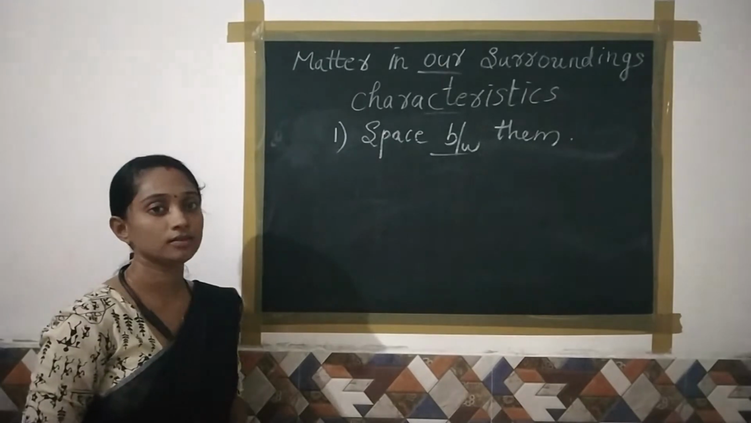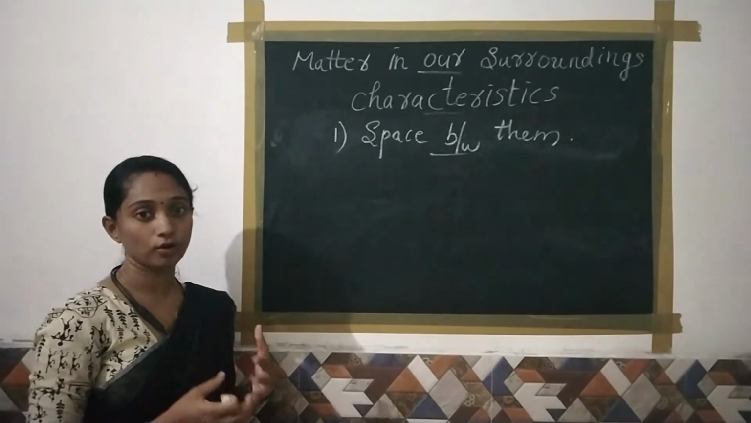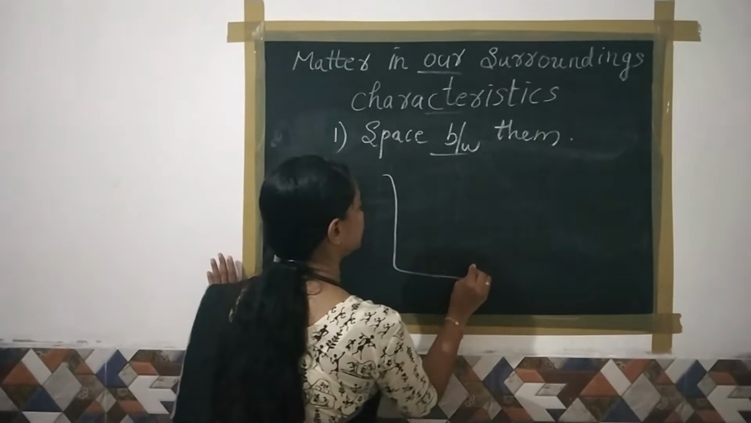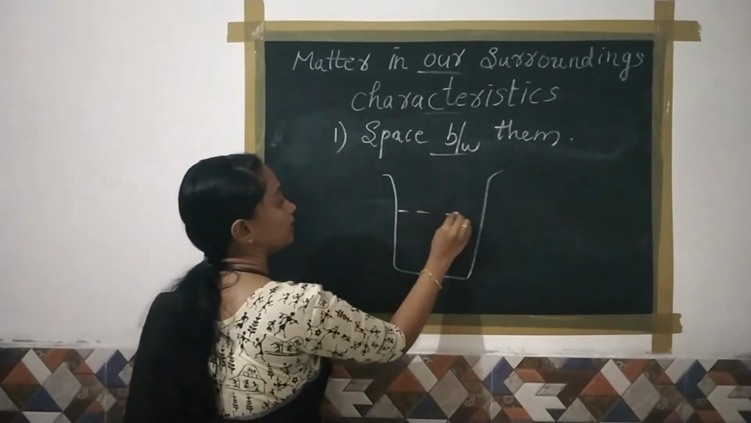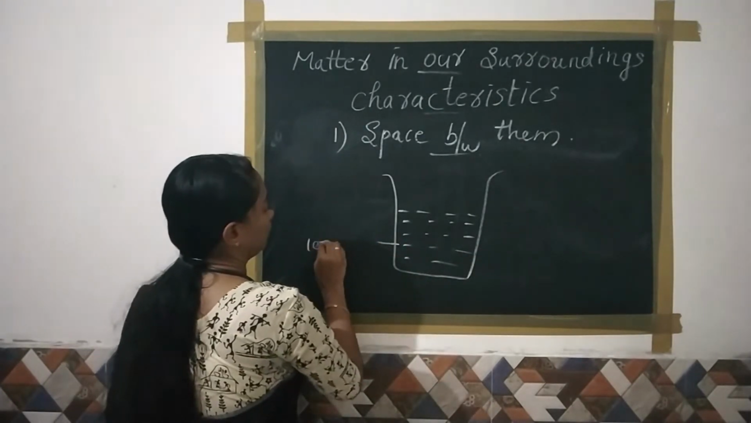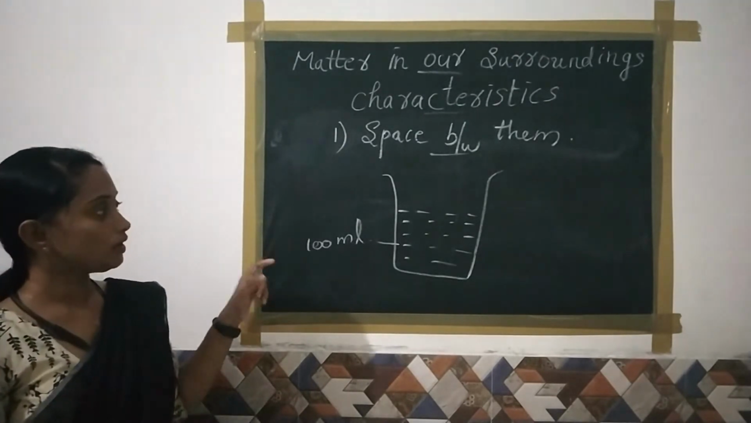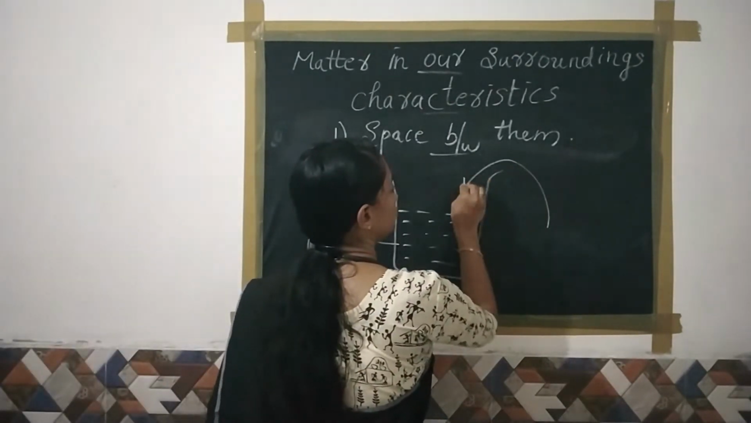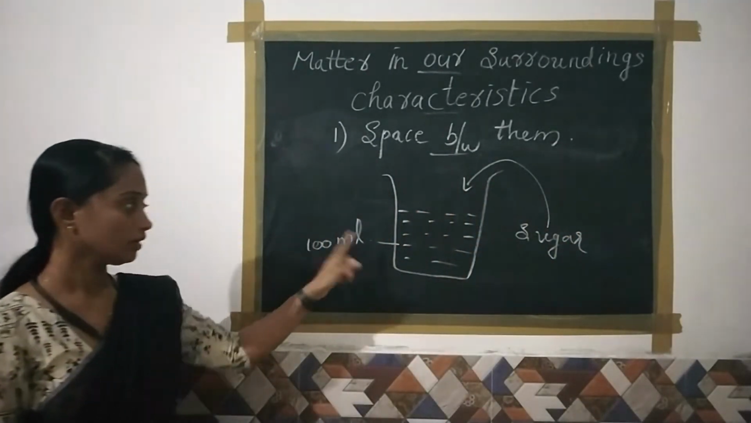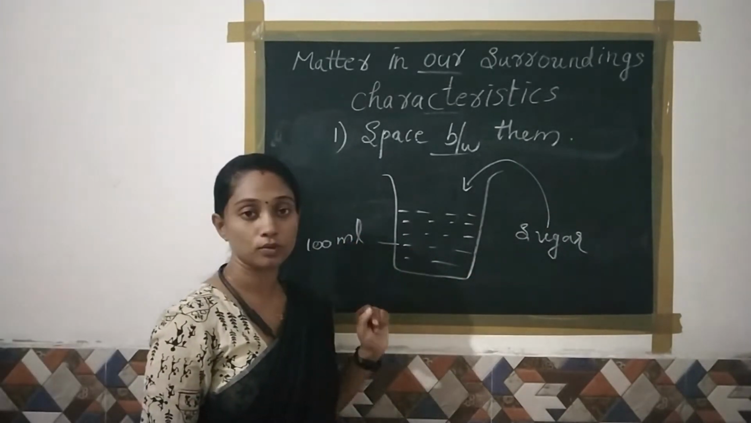The first characteristic is that the particles of matter have space between them. Let us discuss it in a small activity. In this activity, we take a small beaker and add 100 ml of water. Then add 1 teaspoon of sugar to it.